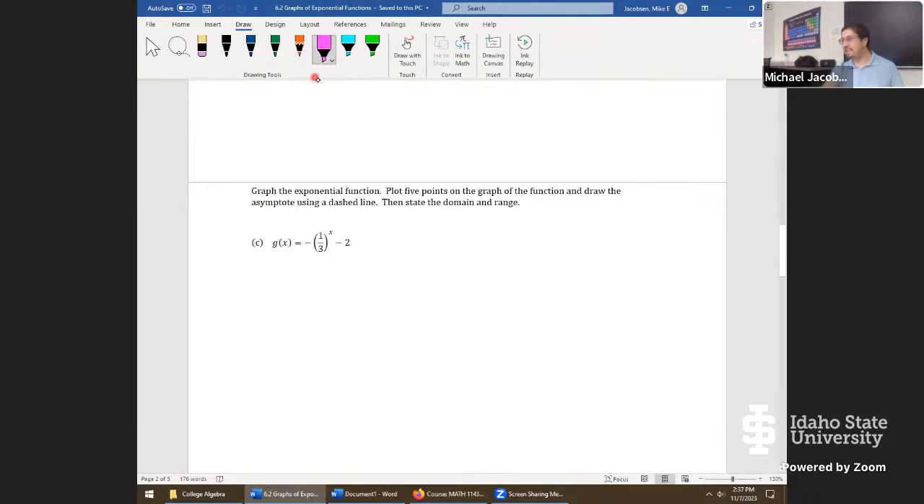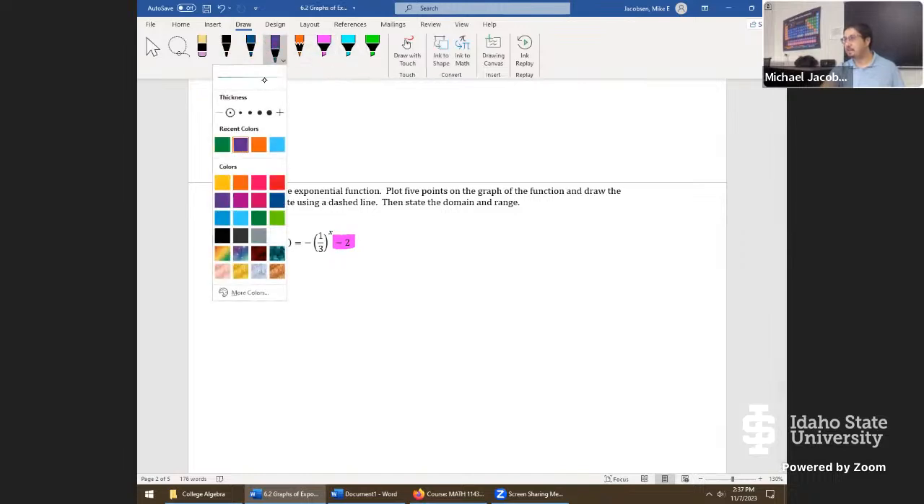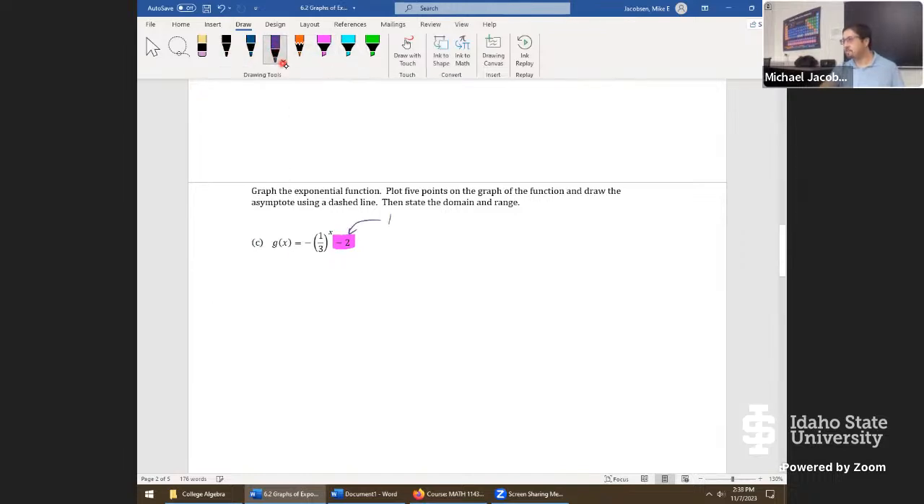Actually, that was a good color. Let's see if it has that color. Because of that -2 right here, our horizontal asymptote is automatically y equals, we have to lead with a variable y to make it a horizontal line, and you just grab that value directly, y equals -2.